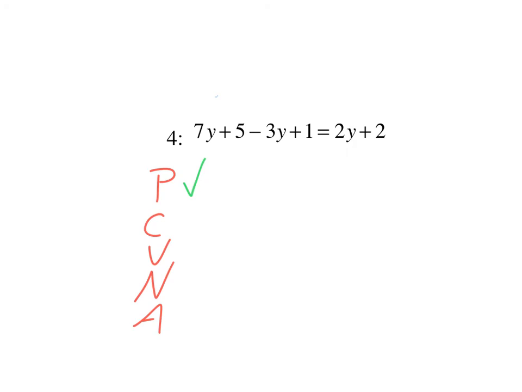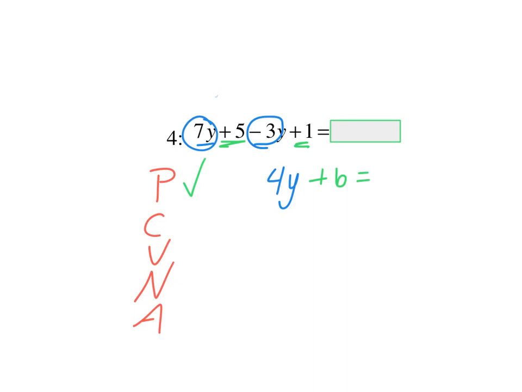So I'm going to combine my like terms one side at a time. I'm going to pretend my right-hand side doesn't exist. And now I combine my like terms. I say y's with y's, x's with x's, numbers with numbers. So I have 7y and a -3y. 7y minus 3y is 4y. And then I have 5 plus 1, which is a +6. And that's equal to 2y plus 2.